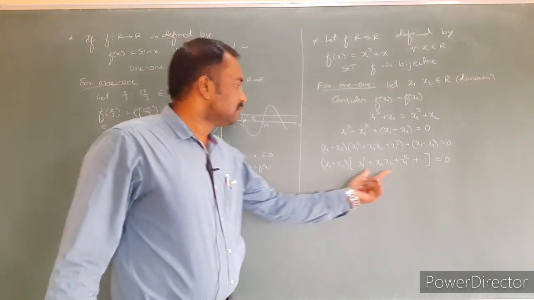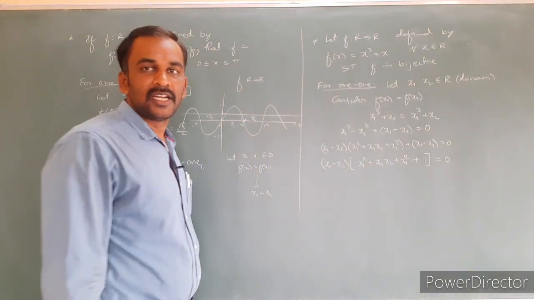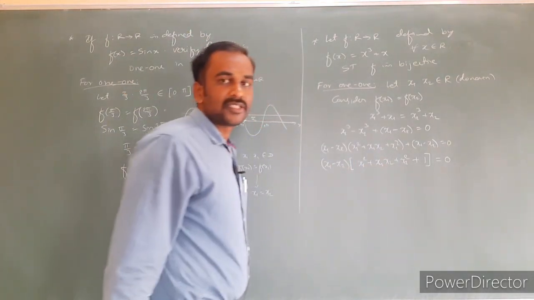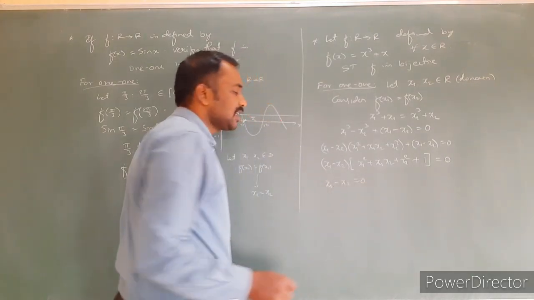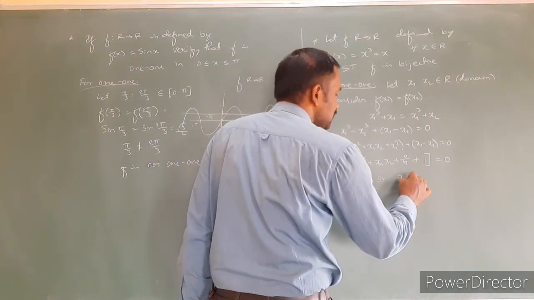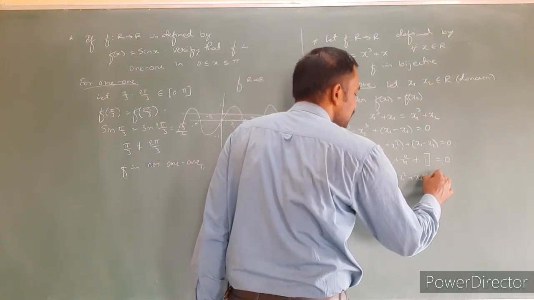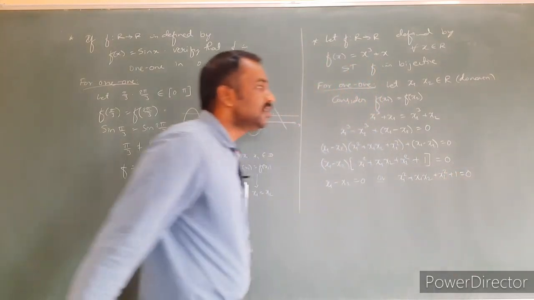Now this is one number, the open bracket is one number, the square bracket is another number. The product of two numbers is equal to 0, so either one of the numbers is 0. So we can say that either x1 minus x2 is 0 or x1 square plus x1 x2 plus x2 square plus 1 is equal to 0.